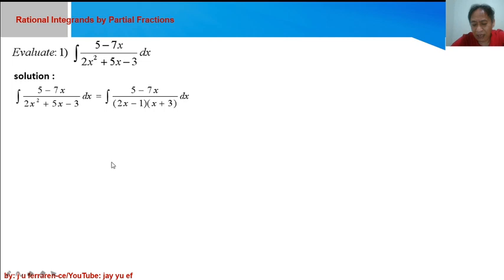Okay? Now, as to the nature of the factors in the denominator here, they are all raised to power 1.